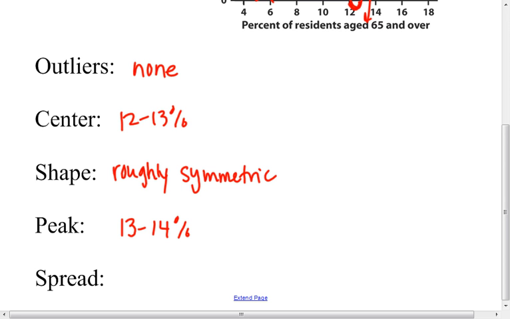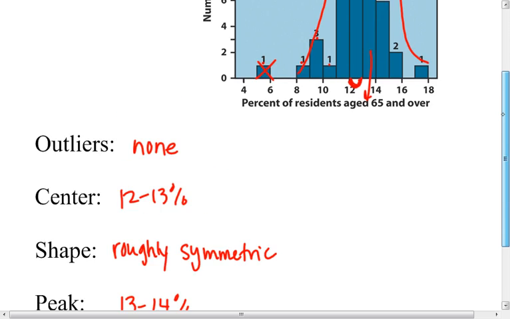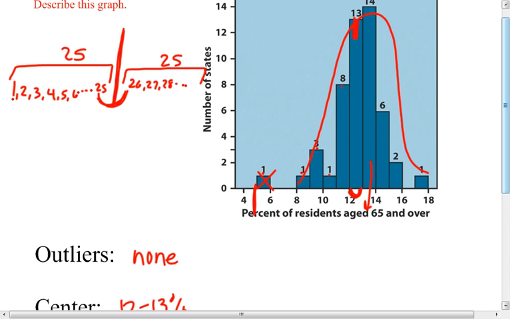And then the spread is the min to the max, and you ignore the outliers. So the smallest number up here would be a 5, and the biggest number up here would be an 18. So your spread is 5 to 18. If you said that this number right here was an outlier, then you would not include it, and you would say your spread is from 8 to 18. But we're not going to do that, okay?